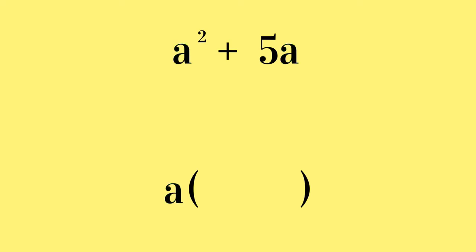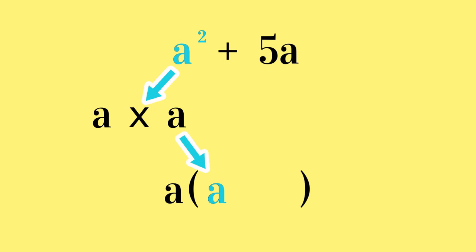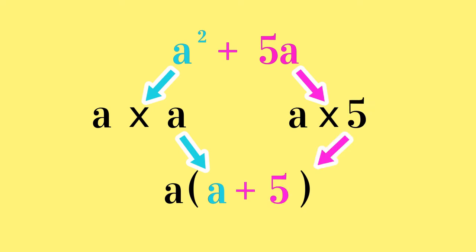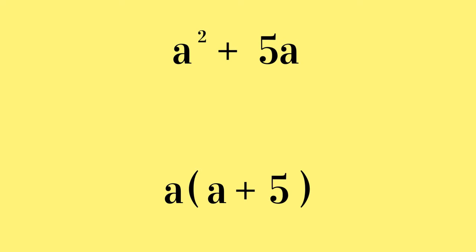We know that a squared is a multiplied by a, so a goes inside the brackets. We can also see that a is multiplied by 5 to make 5a, so the final answer is a open brackets a add 5 close brackets.